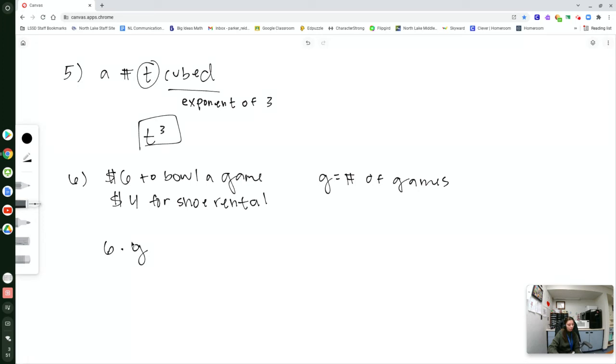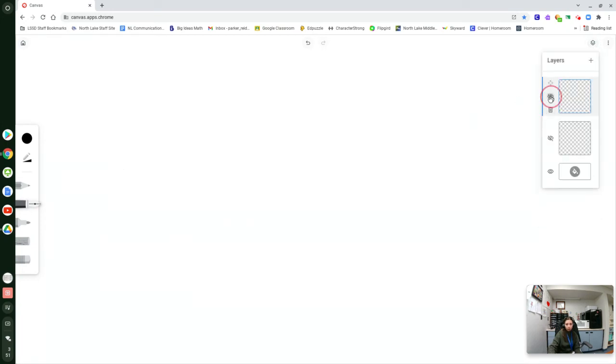I also have to rent shoes though, and I only need to rent those shoes once. It's always just going to be $4 for shoes. So to get the total of these two parts, I'm going to add them together. $6 per game, 6 times number of games, plus $4 for shoes. And if I would like, I can remove the multiplication symbol and just write 6G plus 4. $6 per game plus $4 for shoes.